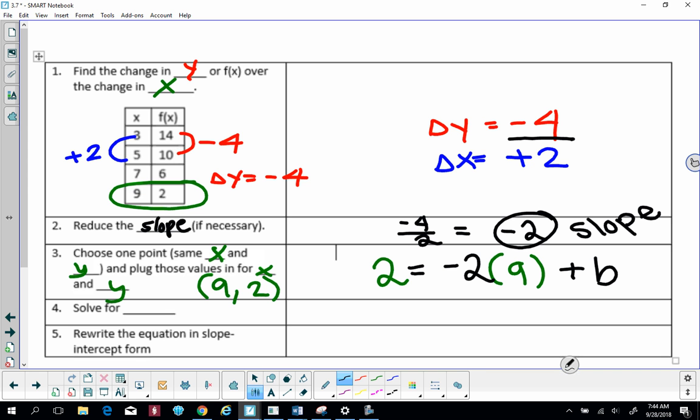Then, same thing we've been doing, solve for b. So when we do that, find the slope. So basically finding the slope of the table. Yeah. So when we solve for b, we get 2 equals, what's negative 2 times 9? Negative 18 plus b. How do I get b by itself? Add 18. Good. And you end up getting b equals 20.